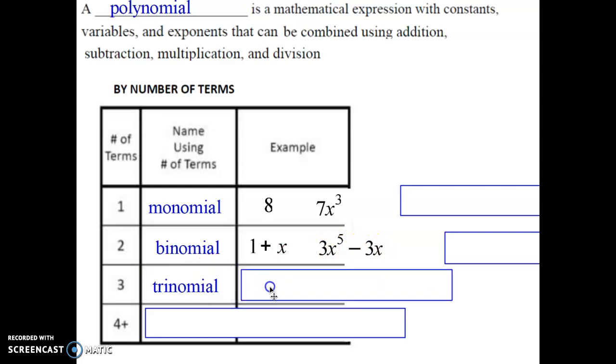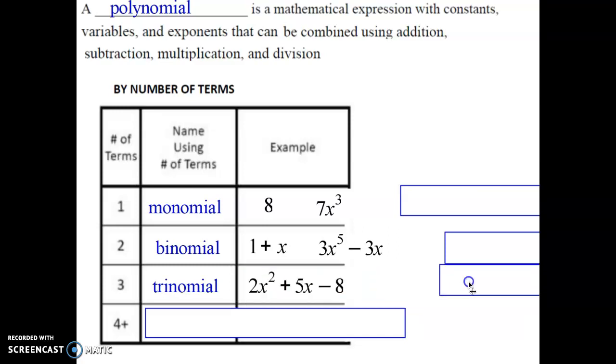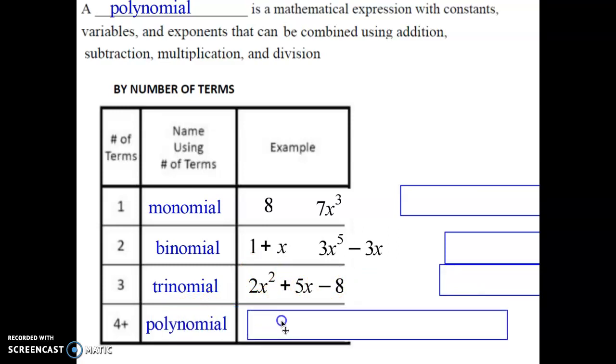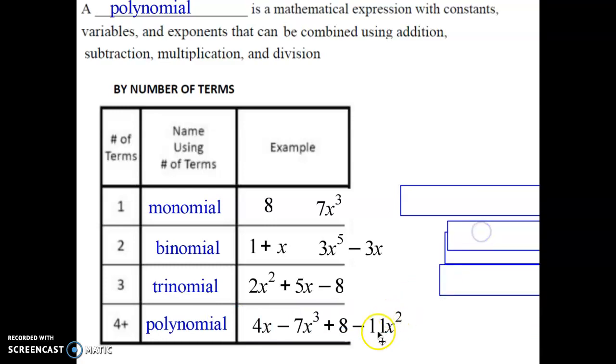3 is going to be a trinomial. Just like a tricycle has 3 wheels, a trinomial has 3 terms. Here's an example of a quadratic trinomial. And then once we get to 4 or more, we just refer to that as a polynomial. All of those we lump together as polynomials. So here's an example of a cubic polynomial.